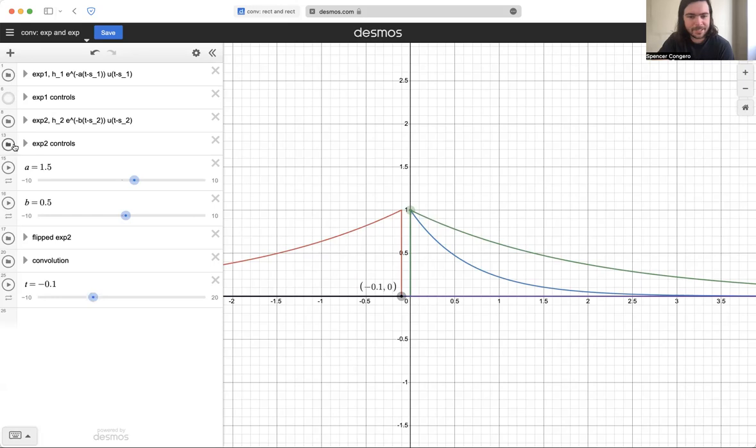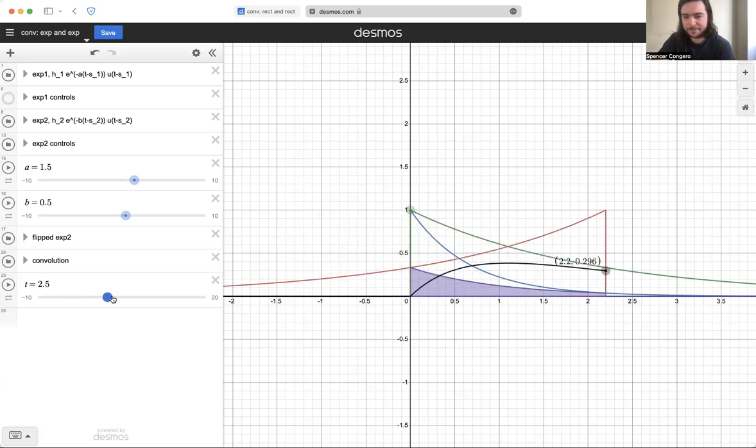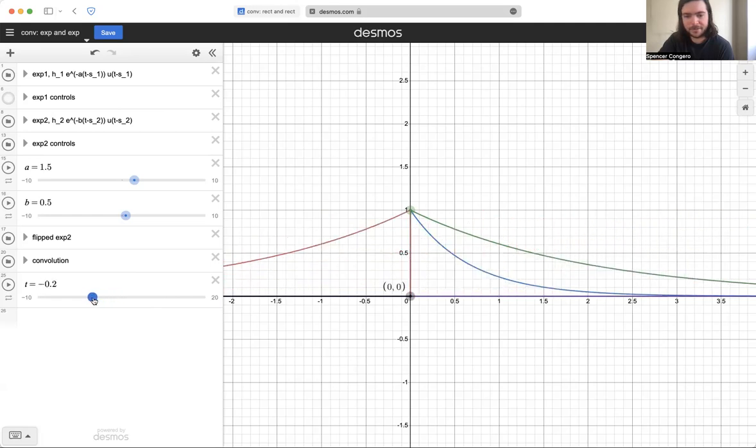And this is exactly what we just did by hand. This is just the animated version. So hopefully this helps you understand the process of performing the convolution some more.